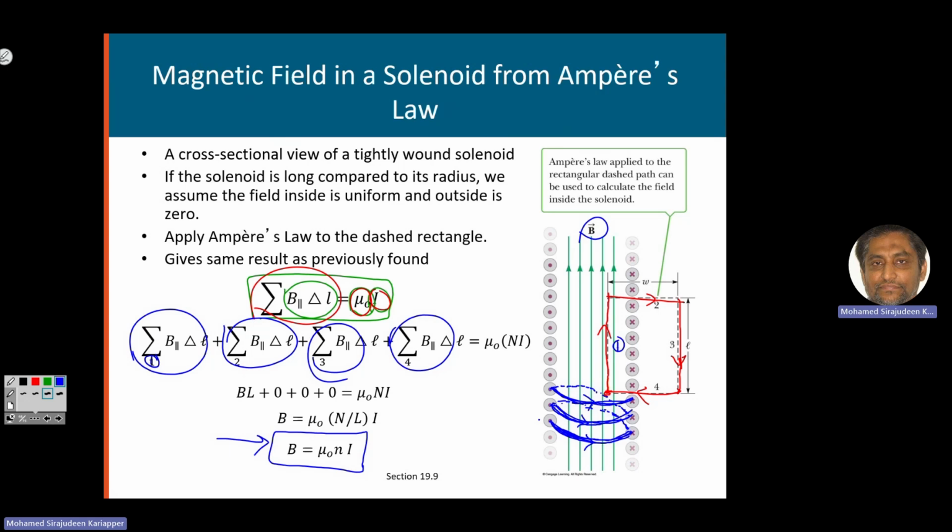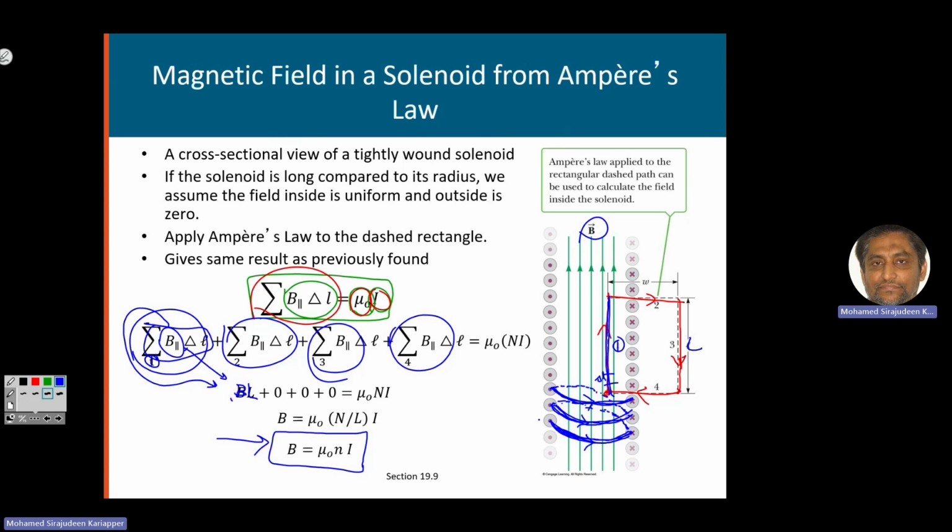On wire number 1, the magnetic field and delta L are in the same direction. From symmetry, the component parallel to delta L is a constant, so I can take it out of the summation. What we have is the total length. All the delta L collected will be this length, which we are calling L. The sum of the delta L will be L, and the magnetic field is the same everywhere. So that is easy to calculate, this integral with the summation.